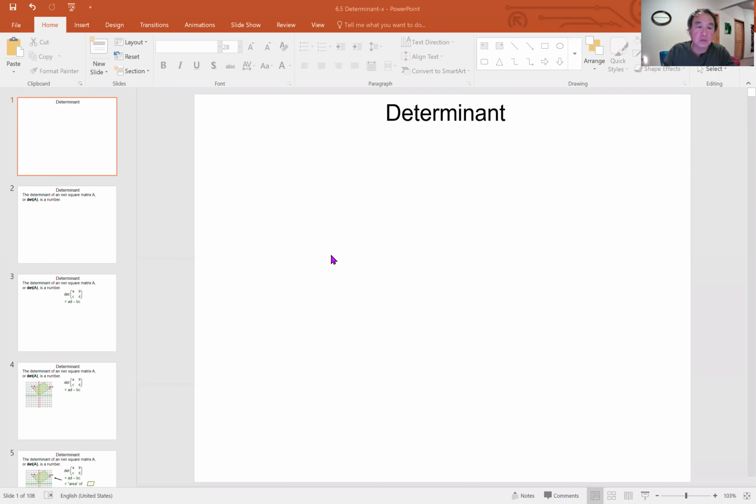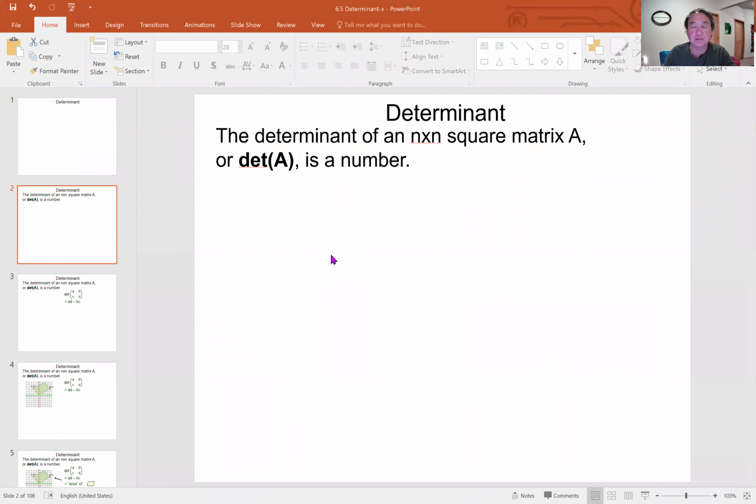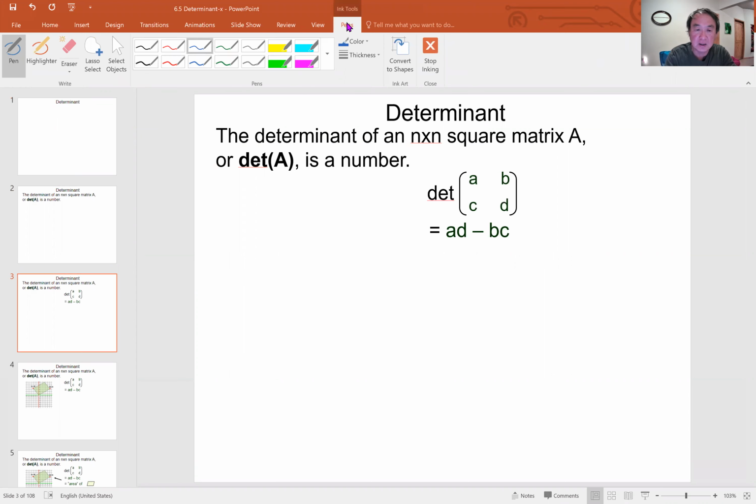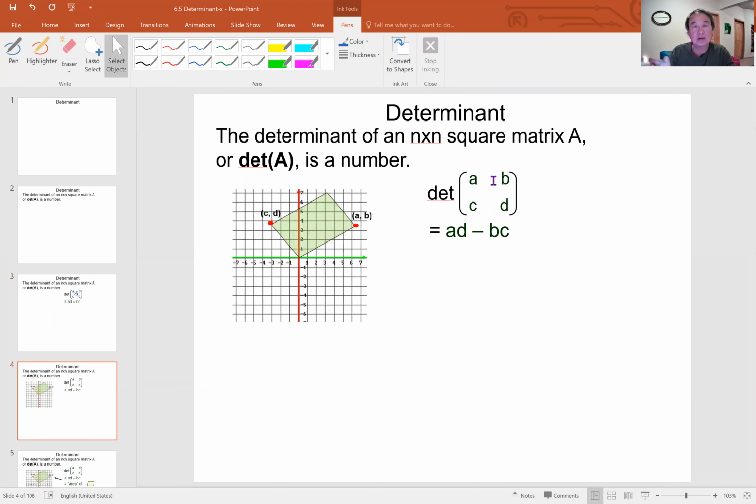The basic association with determinants is a calculation. It's a number, first of all. The determinant of a square matrix is a number. In the 2x2 case, it's very simply the diagonal product subtract the opposite diagonal product. And it's associated with geometry.